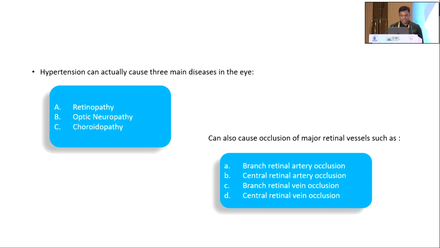Now, basically, there are three main conditions due to hypertension that occur in our eye. First is the retinopathy, second is the neuropathy, and the third is the chorioretinopathy. Hypertension is also the major cause of branch retinal vein occlusion, central retinal artery occlusion, and central retinal vein occlusion.